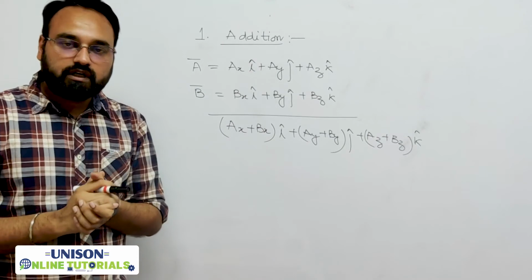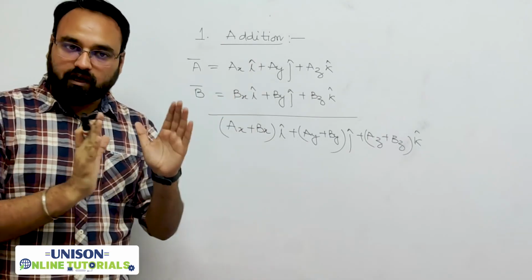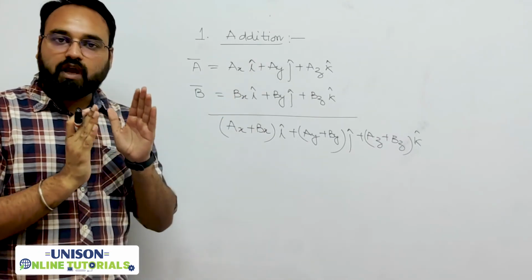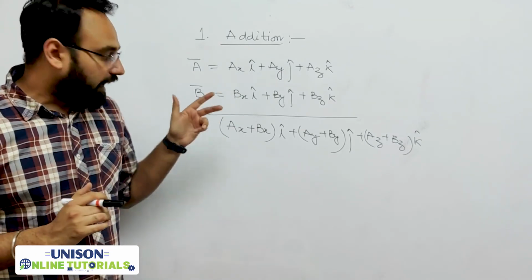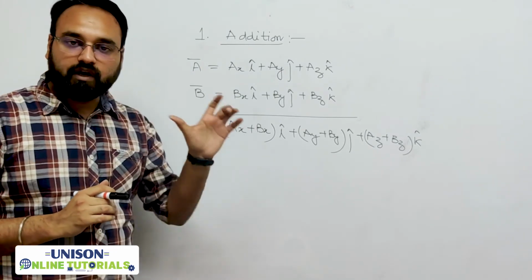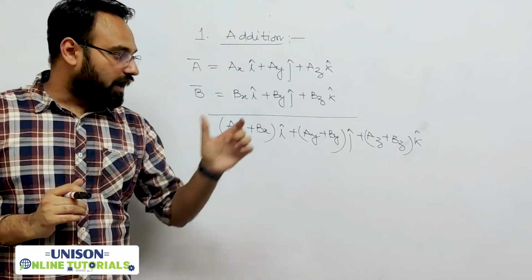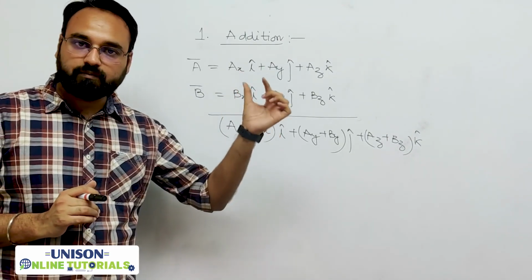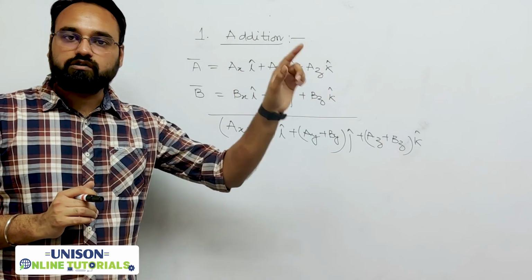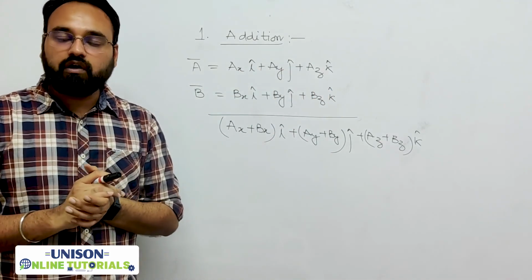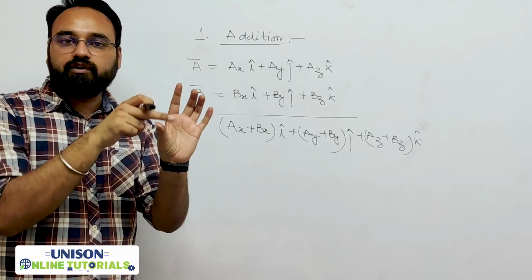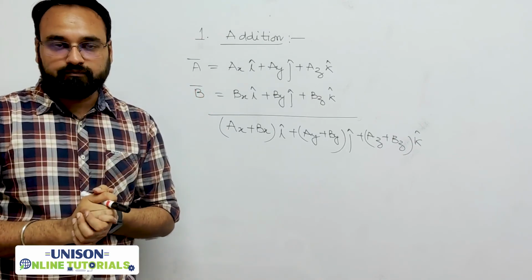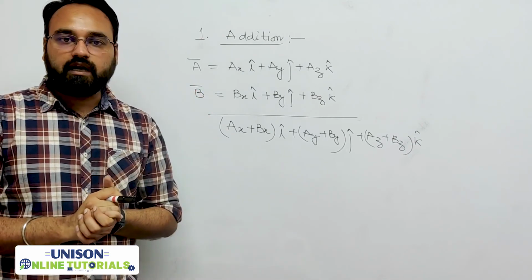So as a conclusion, whenever vectors are given in graphical form, we have to use the parallelogram law of vector addition. Whenever vectors are given in rectangular form, we have to do like this, and whenever vectors are given in polar form, we have to use the formula under root of A square plus B square plus 2AB cos of theta 1 minus theta 2. Why theta 1 minus theta 2? Because we have to take the angle between A vector and B vector. So that's all about vector addition.